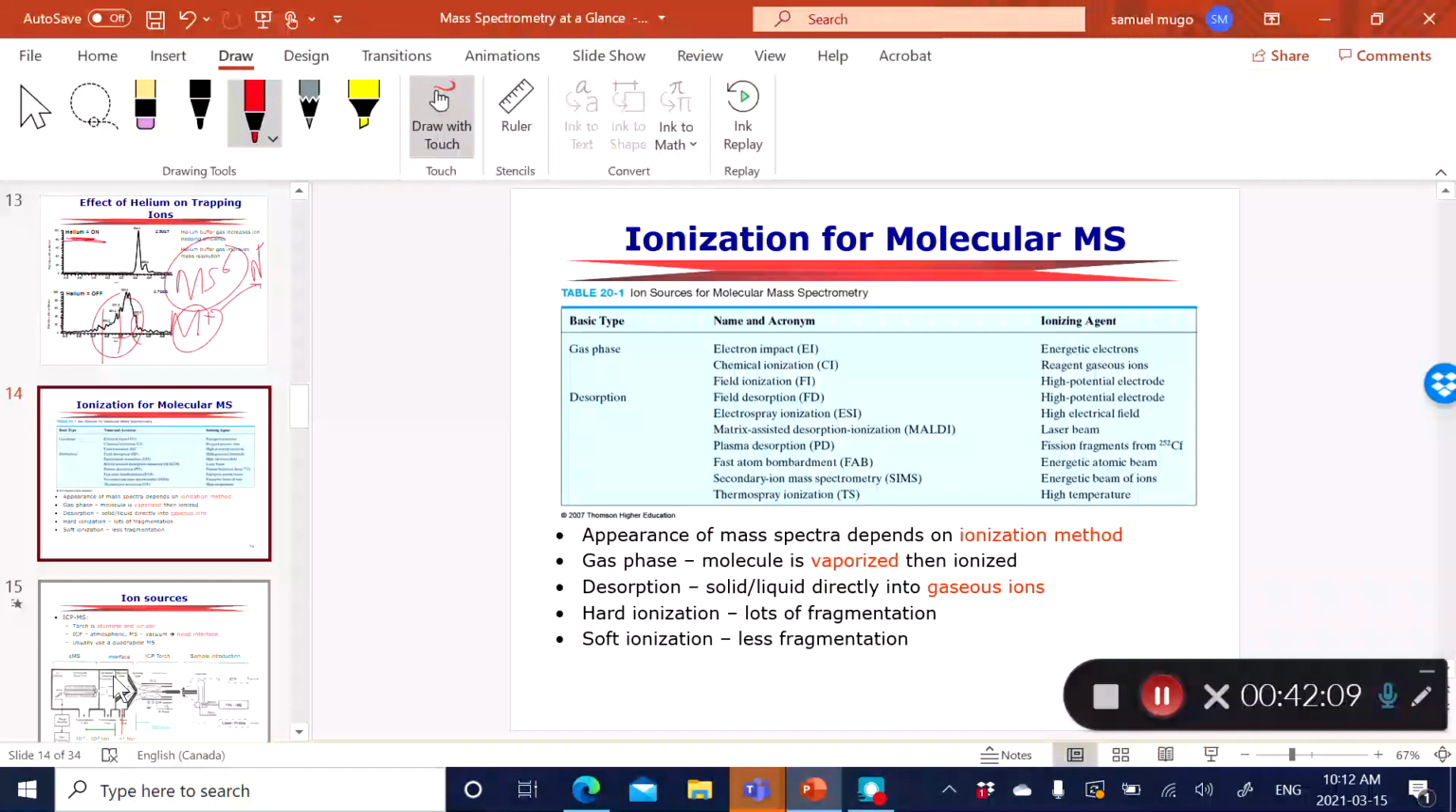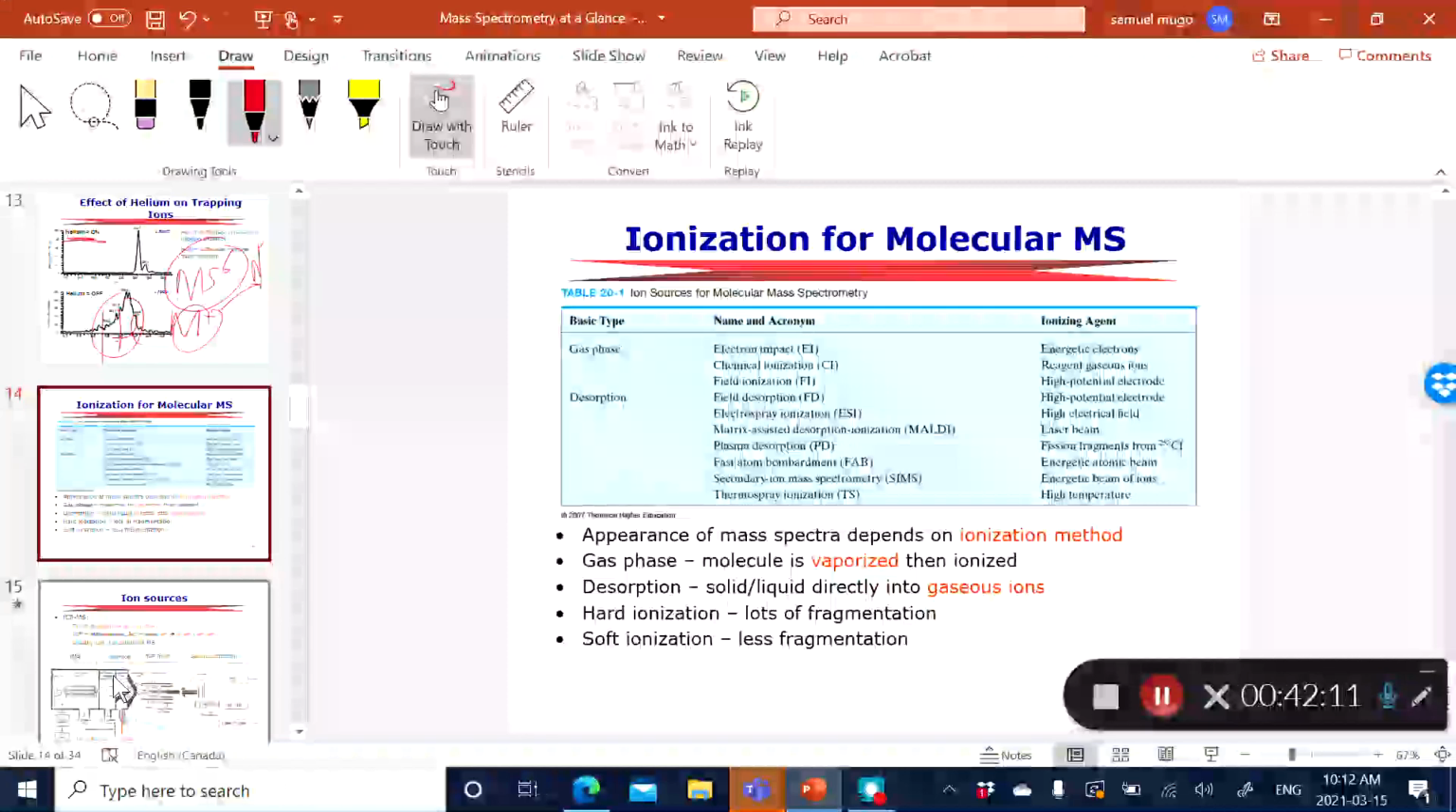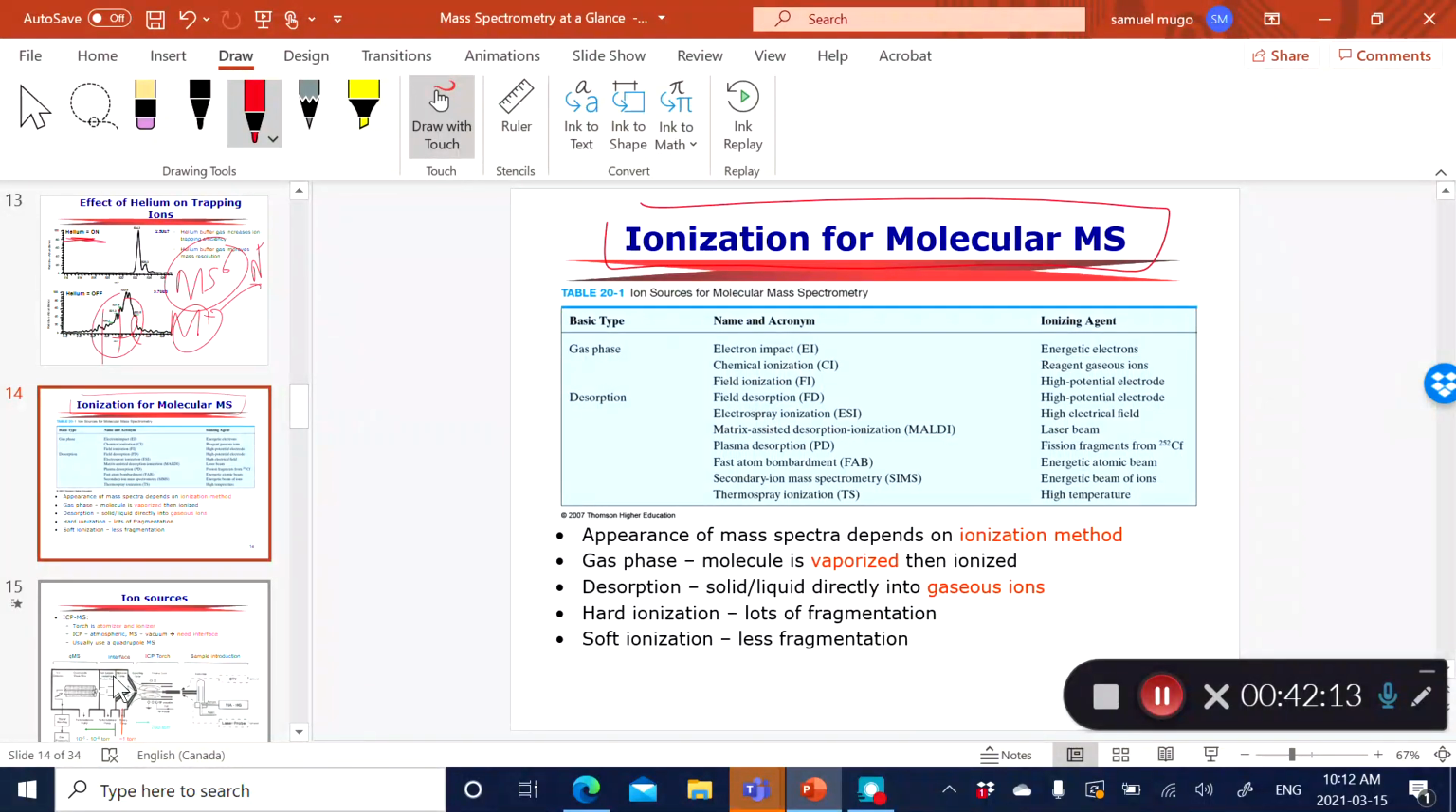So the next chapter, or rather the next talk, we're going to talk about now the different types of ionization.